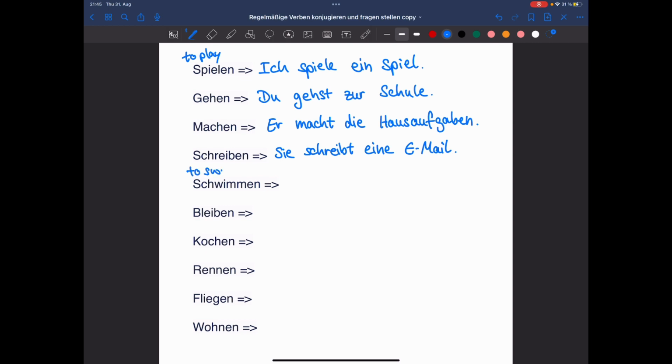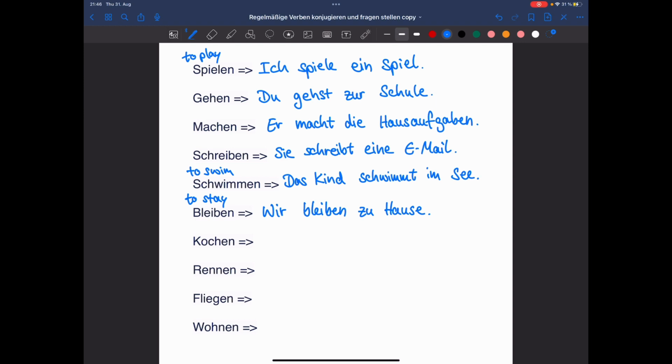Schwimmen, to swim. Maybe let's use the child. Das Kind schwimmt im See. The child swims in the lake. Das Kind schwimmt im See. Okay, let's use the next verb, bleiben. Bleiben means to stay. Okay, how about wir bleiben zu Hause. We're staying at home.